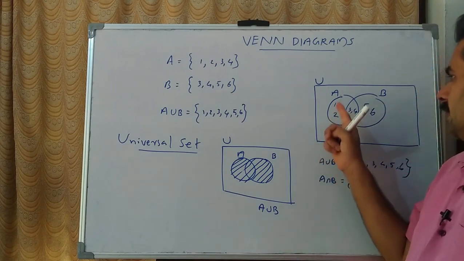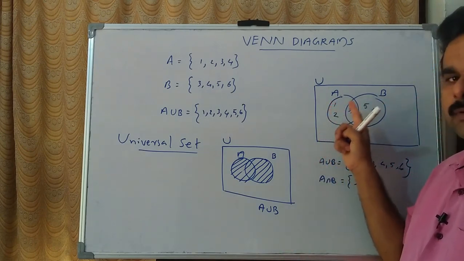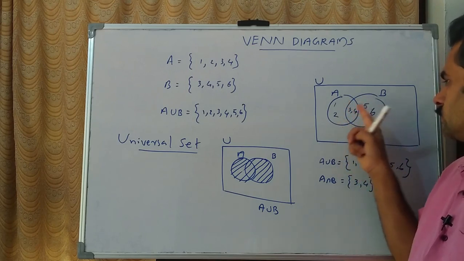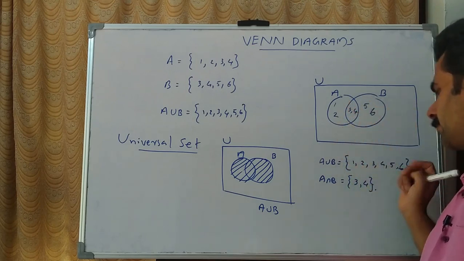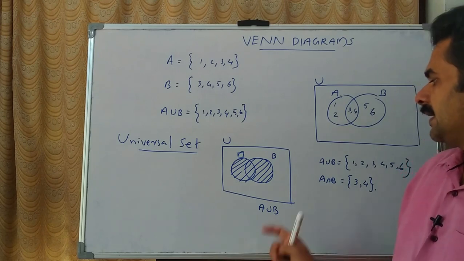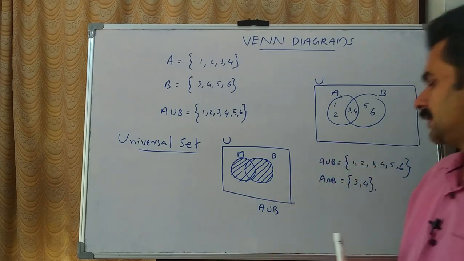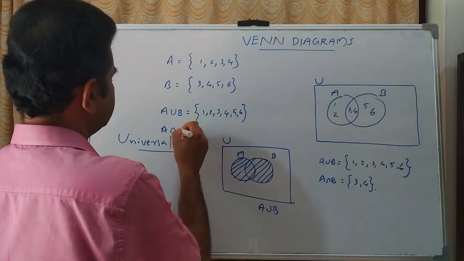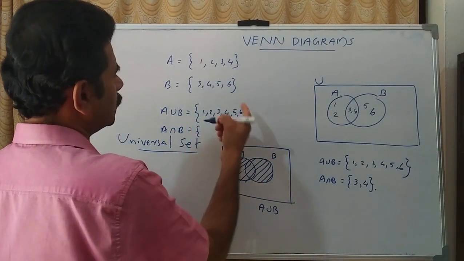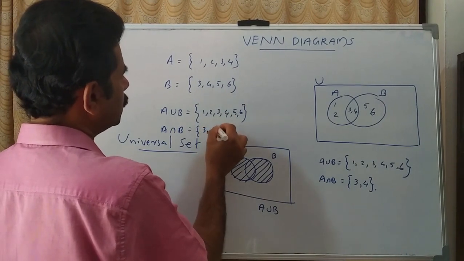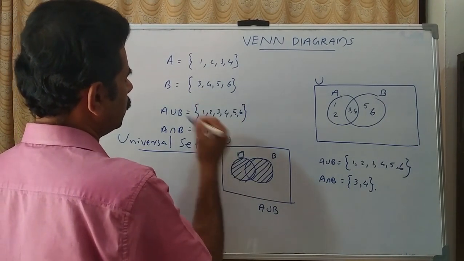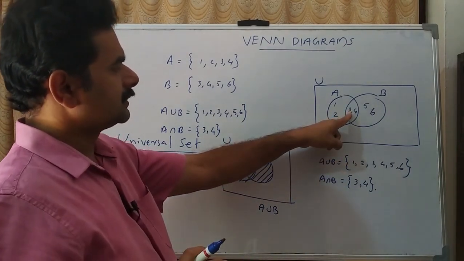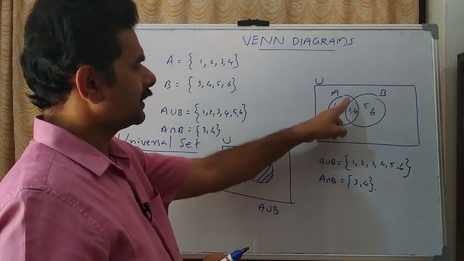Then A union B means what? The complete portion of both A and B, or the join of both A and B. That is 1, 2, 3, 4, 5, 6. A union B. And similarly, A intersection B can also be drawn. A intersection B is equal to what? The common part is 3, 4. So A intersection B can also be drawn. This part, 3, 4, is the A intersection B.